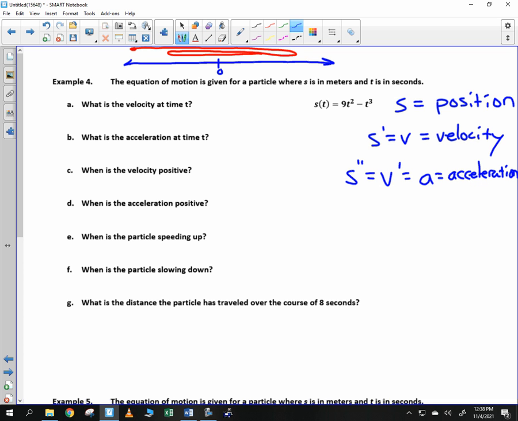The second derivative of position is the same thing as the derivative of velocity, which is the same thing as acceleration.